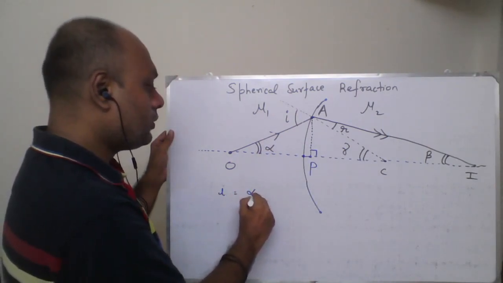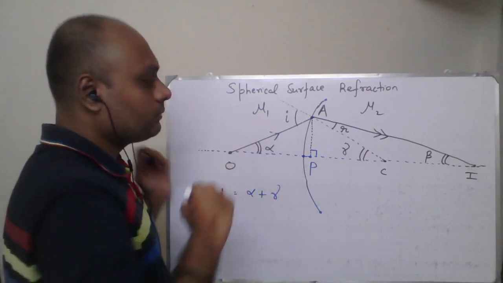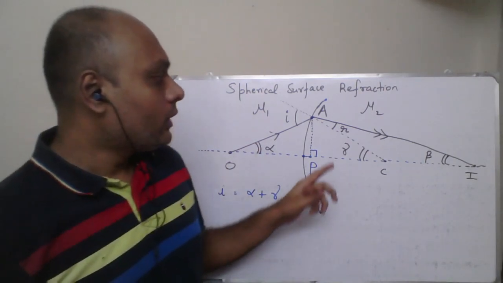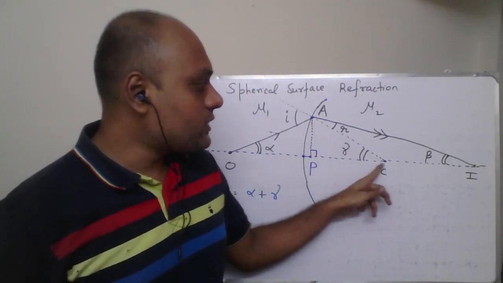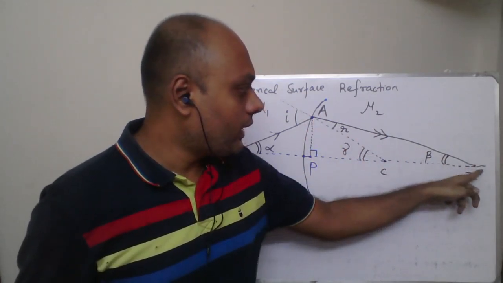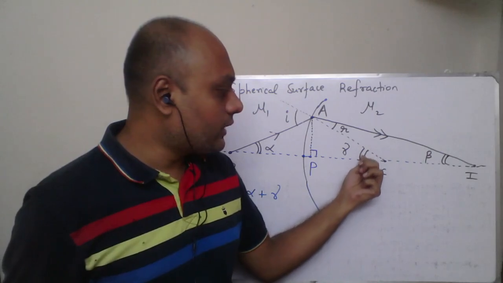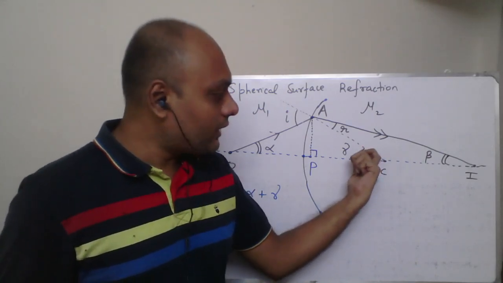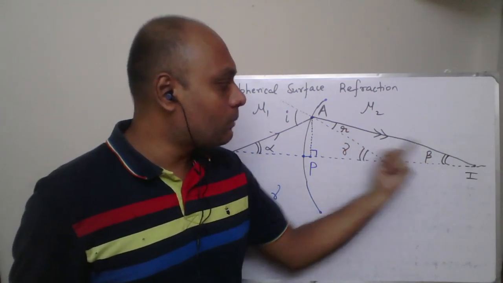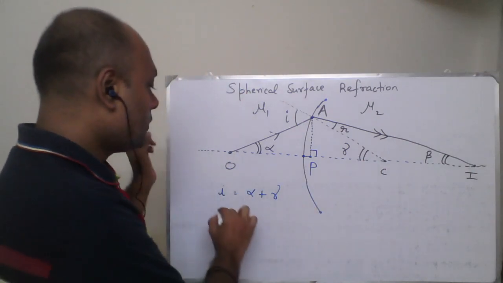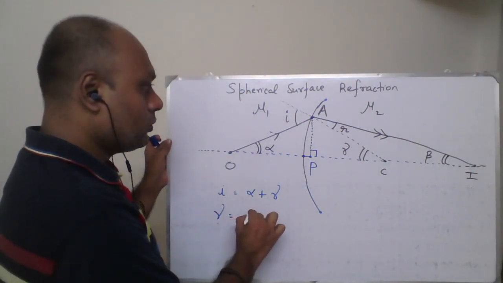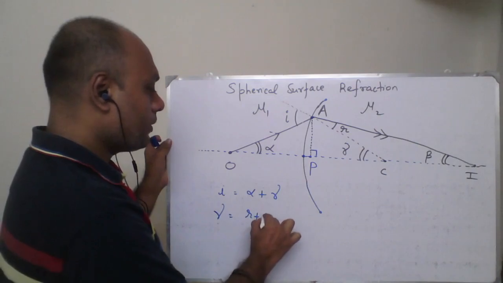I equal to alpha plus gamma. Similarly, look at the triangle ACI. In triangle ACI, gamma is the exterior angle, and that exterior angle gamma will be equal to the sum of interior opposite angles. So gamma equal to R plus beta.